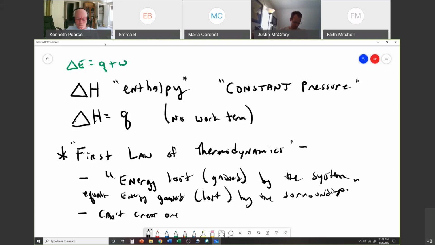You can't create or destroy energy, you just move it around. All right. So you can't create or destroy energy, you just move it around. Energy lost is the same as energy gained.